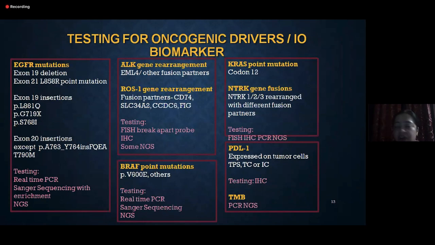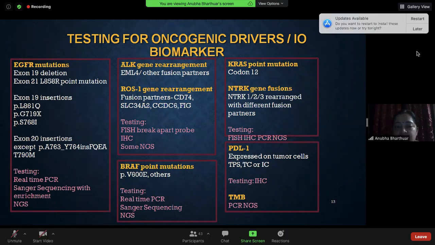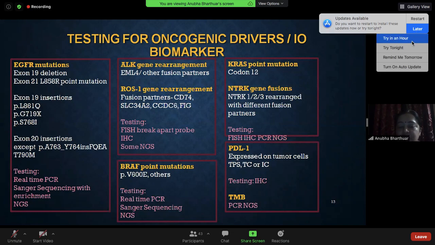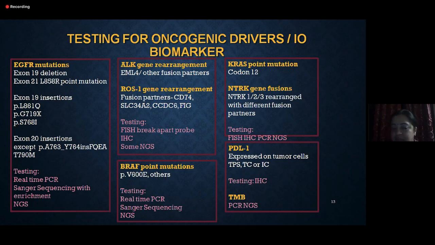Going into EGFR mutations, the one that we most commonly pick up, we know that exon 19 deletion, exon 21 L858R point mutation, and some exon 19 insertions are indicative of the response to EGFR therapy. Exon 20 insertions, except for one, will tell us about resistance. We used to be getting this through real-time PCR, but now more and more, some of us are getting it through NGS. The gene rearrangements we would pick up from FISH break-apart probe or IHC, but again, certain NGS can pick these gene rearrangements up too.